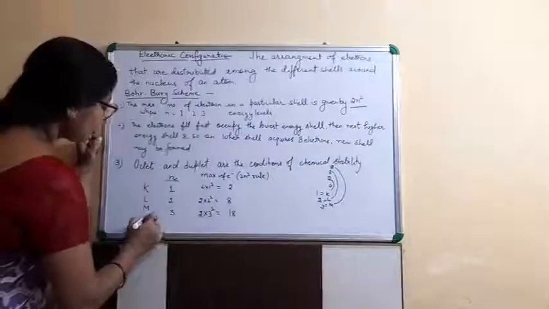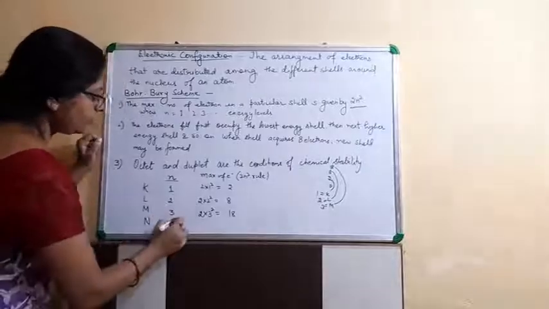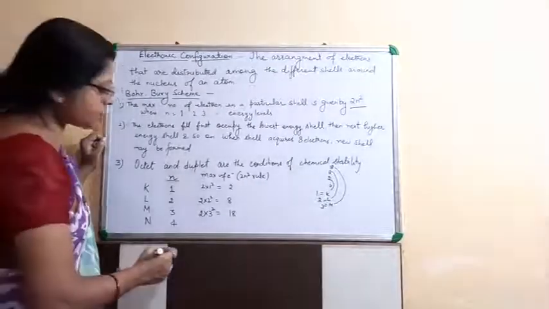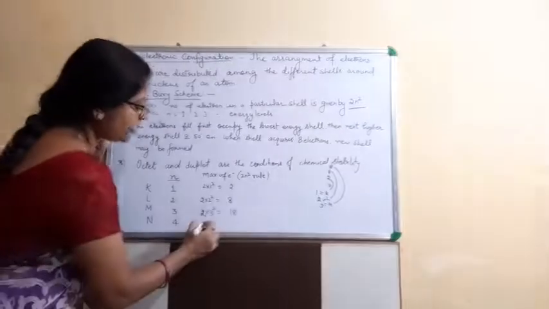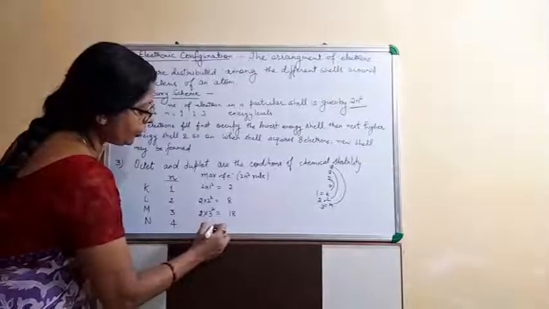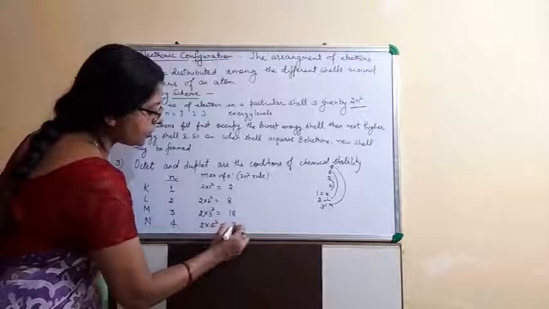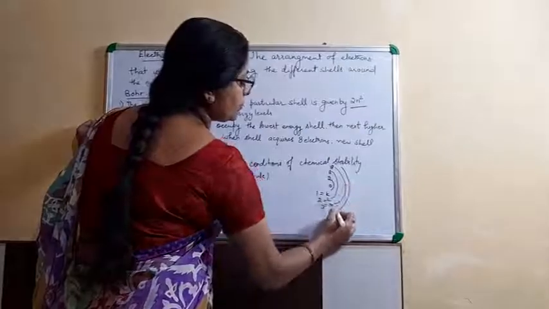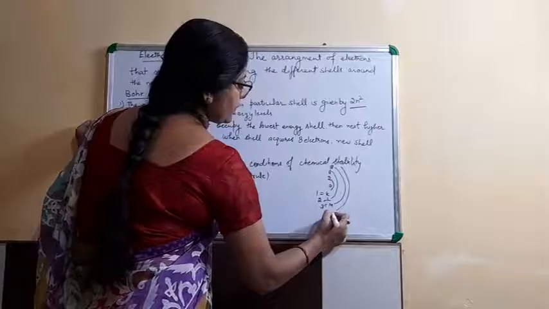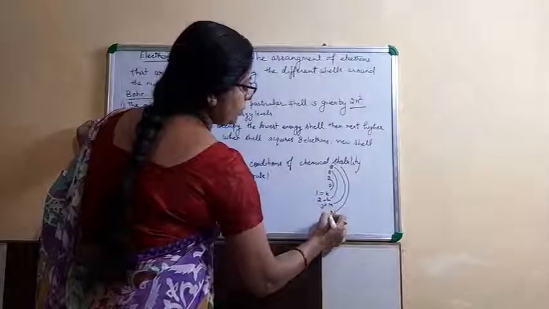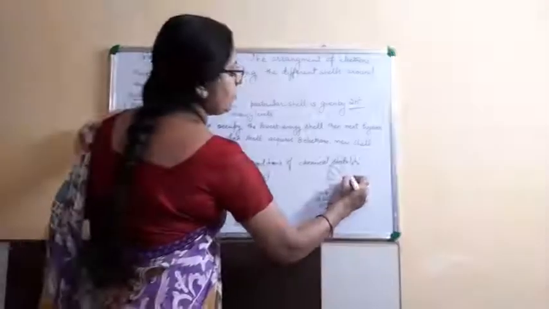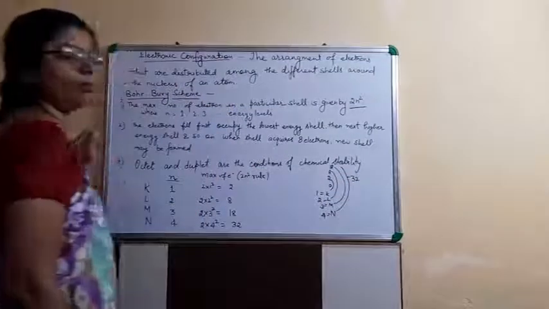Now the fourth orbit, the N orbit. The maximum number of electrons that can be filled in this N orbit is according to 2 into 4 square, which means 32. So in this orbit, which we designate as 4, a maximum of 32 electrons can be filled.